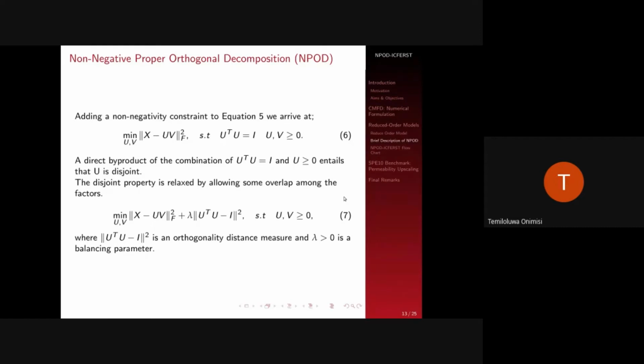Now, a major drawback of combining non-negativity and orthogonality, which is U transpose U equals the identity matrix, is that it makes the columns of U disjoint. So when you generate your U, you have a sort of sparse solution, and we don't want upscaled permeability to be sparse, to be full of 0. So what we did was introduce an orthogonality distance measure, resulting in equation 7. And so this is the minimization problem we are finally solving to obtain our U and V, which will generate our low rank approximations. Next slide, please.